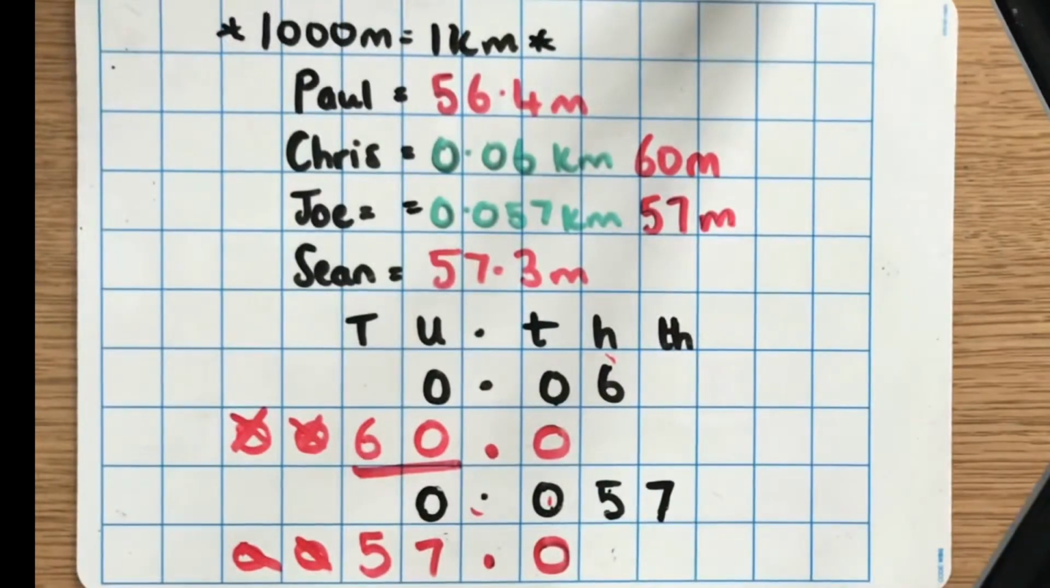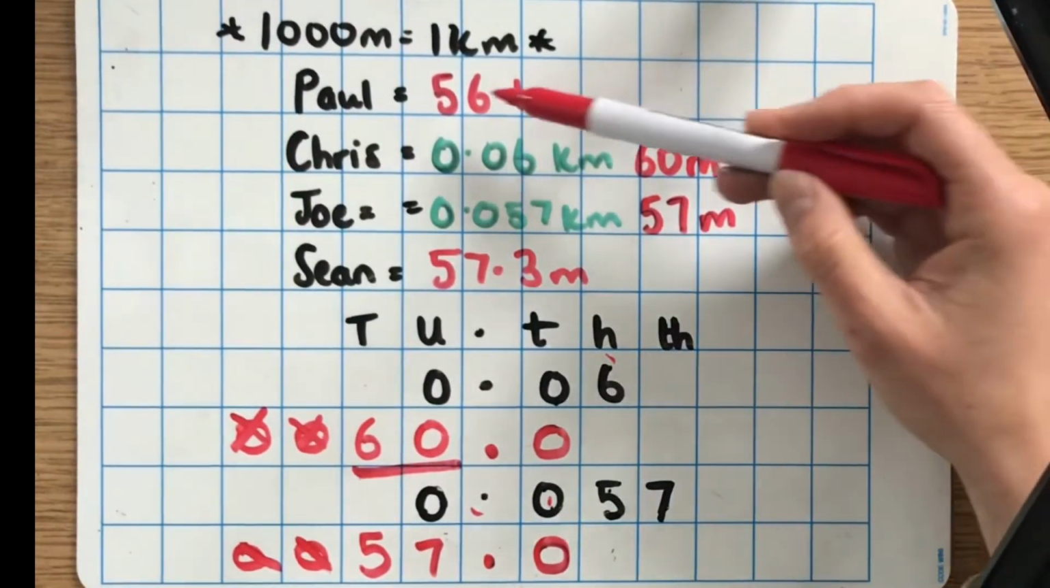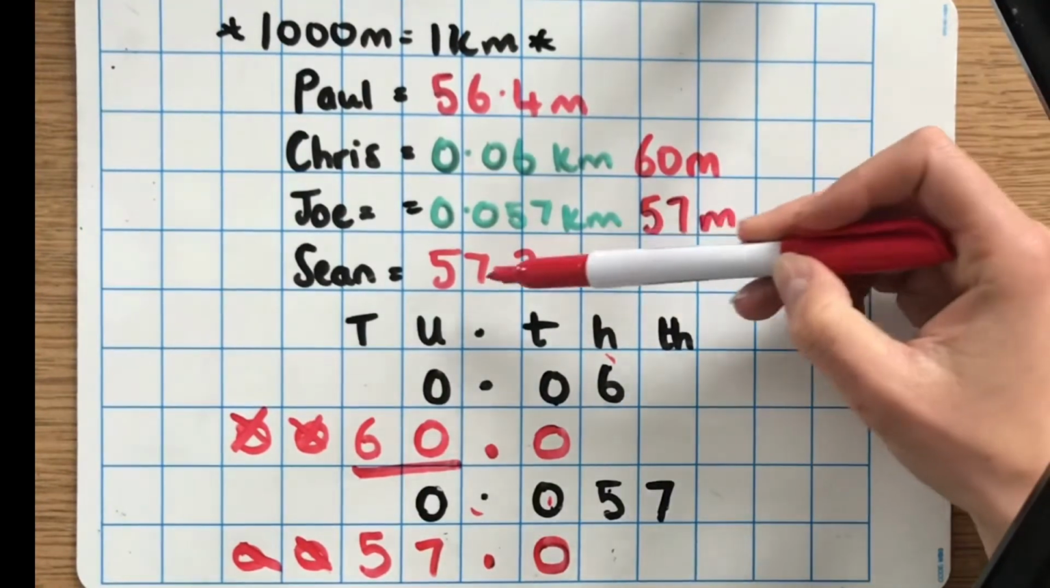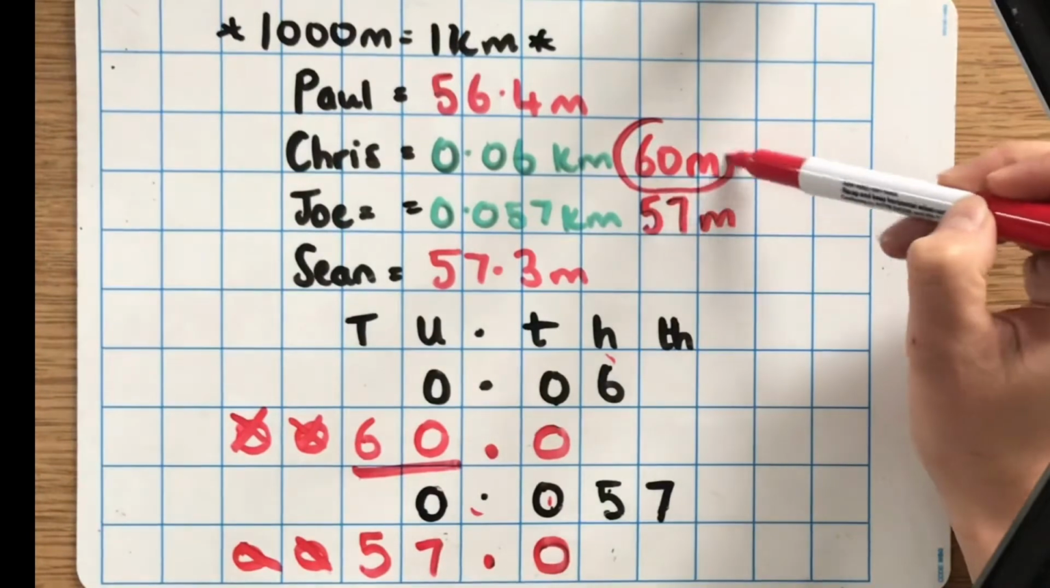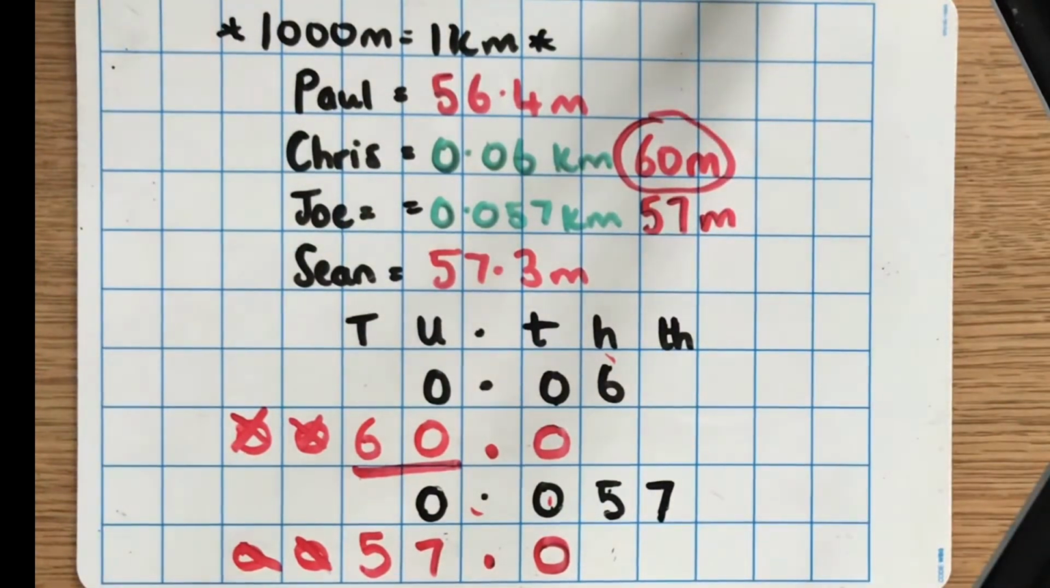So now it's much more straightforward to work out who threw their javelin the furthest. We've got 56, 60, 57 and 57.3. You can see very clearly that Chris threw his javelin the furthest.